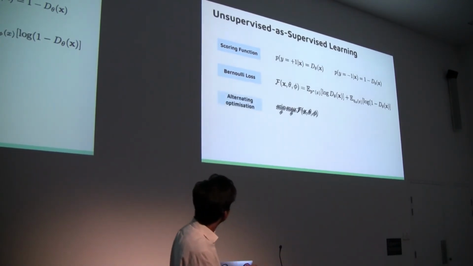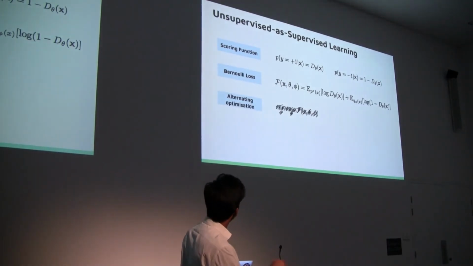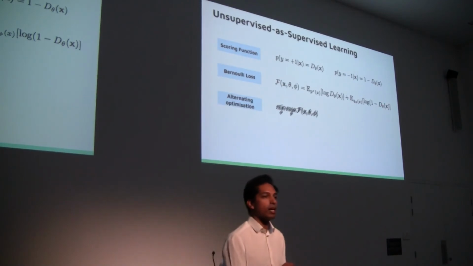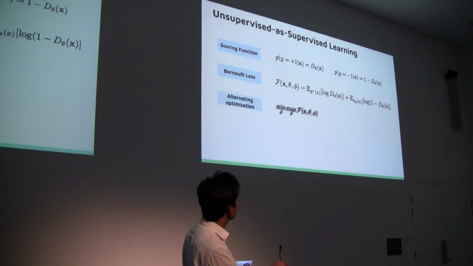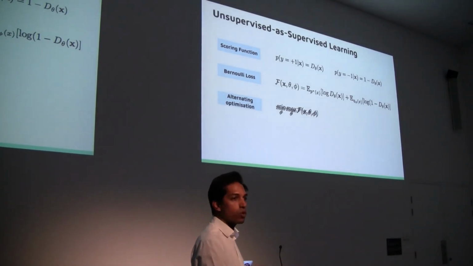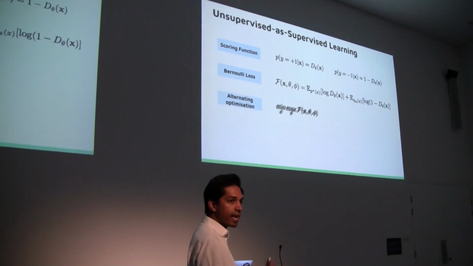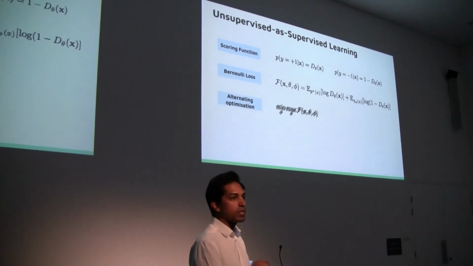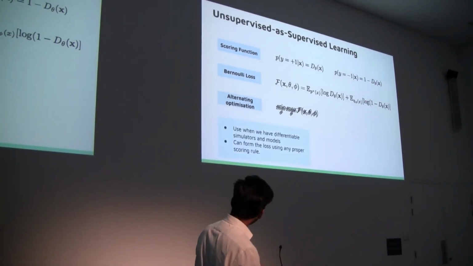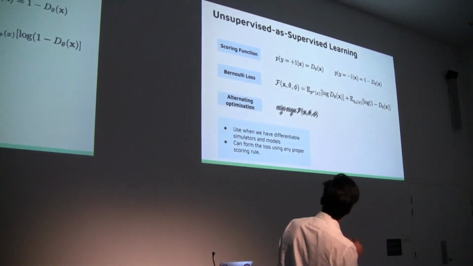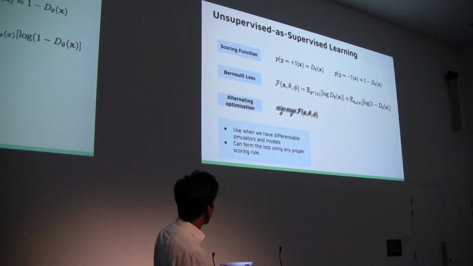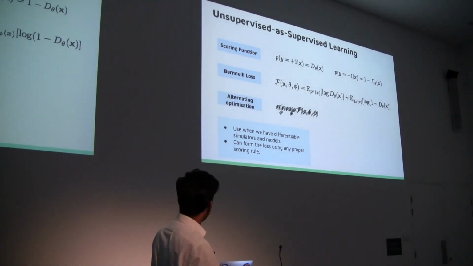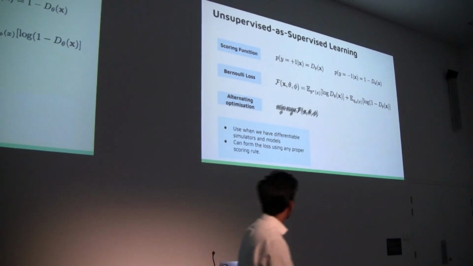And then you do an alternating optimization between the parameters phi that you want to learn there and the parameters theta of the scoring function. So just to reiterate, the first step was the comparison step, and the comparison step happens through the scoring function D. And then there is this estimation step, and the estimation step is by phi. So when do you use this kind of a setup? Well, you will do this when the model that you actually have, x, that's generating the data, is differentiable. And as I said, you can use any proper scoring rule.